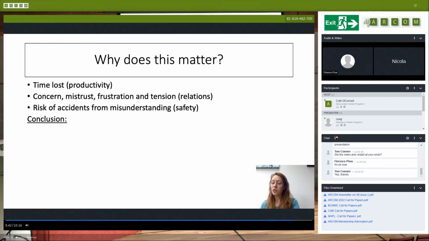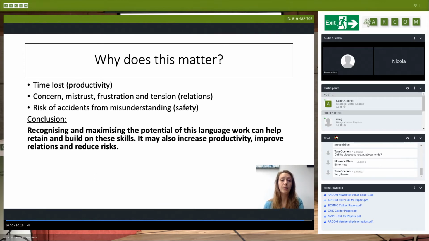And as communication skills are not rewarded on site, they risk being lost here. So there's a possible trend, it seems, of those informal interpreting not having the most developed skills in this, and therefore performing this reduced scope of the language task. Therefore, the conclusion is, recognizing and maximizing the potential of this language work can help retain and build on these skills. It may also increase productivity, improve relations, and reduce risks.